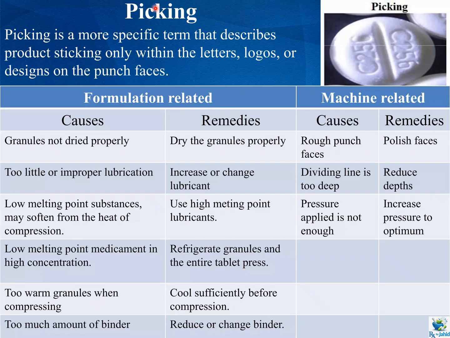Picking. Picking is a more specific term that describes products sticking only within the letters, logos, or design on the punch face. So formulation related causes include granules not dried properly, too little or improper lubrication, low melting point substances, low melting point medicament in high concentration, too warm granules, too much amount of binder. So the reasons are like the sticking in case of picking. The machine related causes include rough punch faces, dividing line is too deep, pressure applied is not enough.